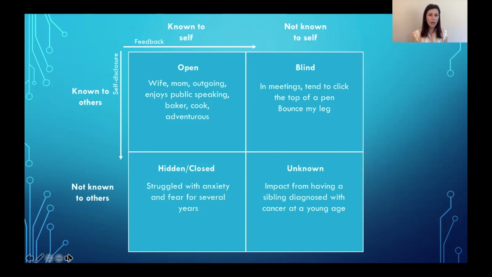Now, in my unknown area, this is a challenge to think through. But I think there are certain things that I am unaware of and that other people are unaware of from the impact of having a sibling diagnosed with cancer at a young age. When I was in high school, my brother was diagnosed with cancer. And there are some things that I am sure impact my personality and my perspective, and maybe even some fears of mine that I'm not fully aware of and other people aren't aware of either. So those are just some examples from my life.